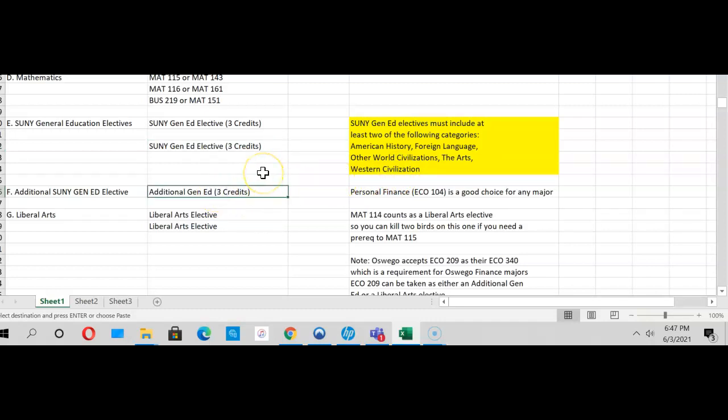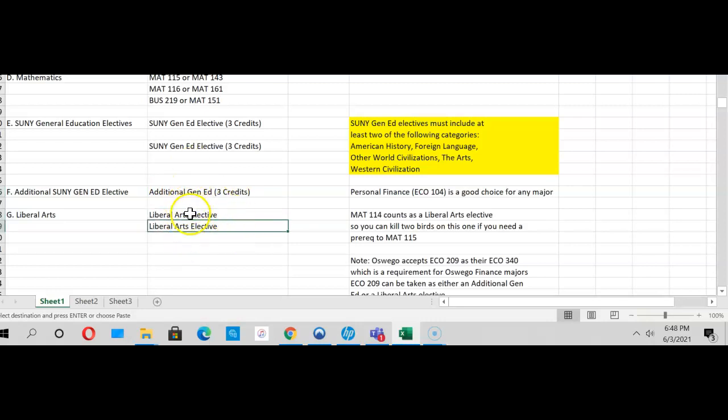Down here, you got an additional gen ed. That's something that you just get to pick. A lot of choices there. I always put here personal finance. If you can't decide what to take, that is a class that's going to impact the rest of your life. Students often tell me how much they wish they'd had this stuff in high school and how much they think this should be a required course in college. Everybody, no matter what your career choice is, has to manage money. And this is where you learn a lot about that stuff. So just something to consider. That counts as an additional gen ed and a liberal arts elective as well.